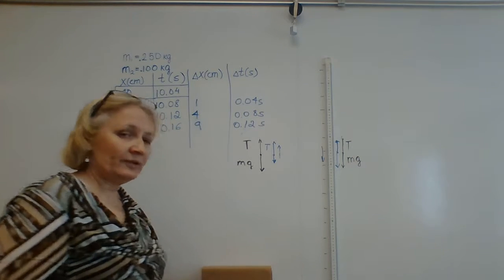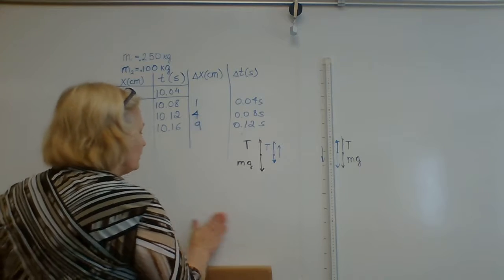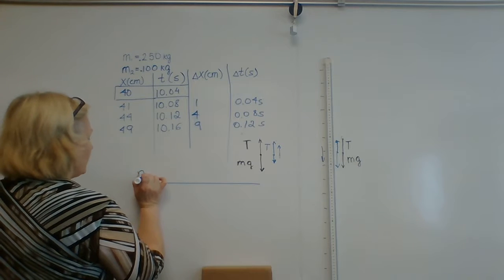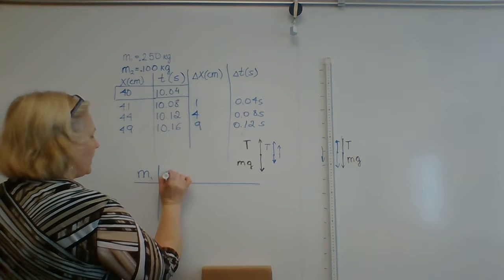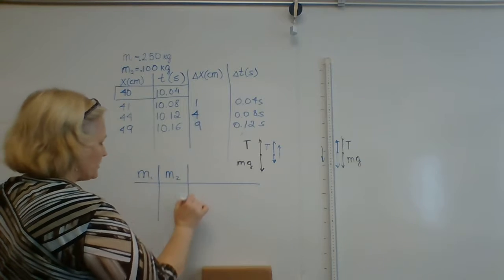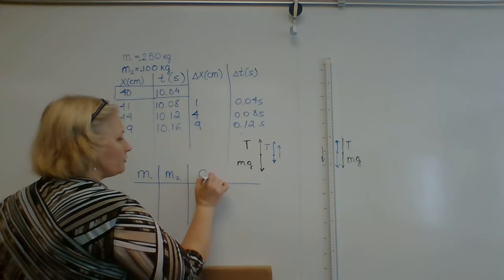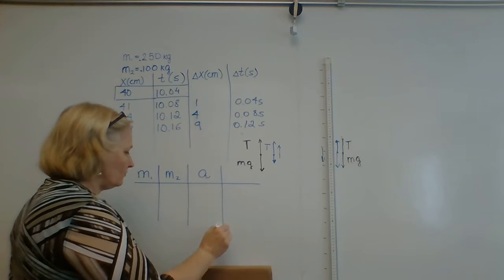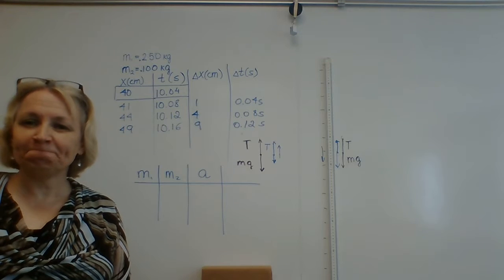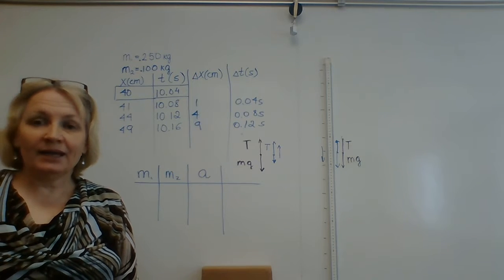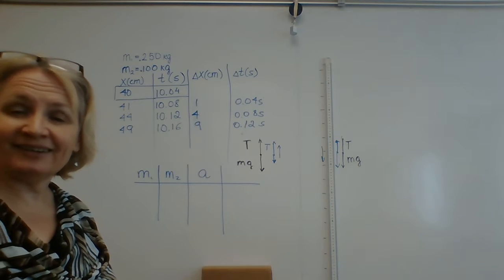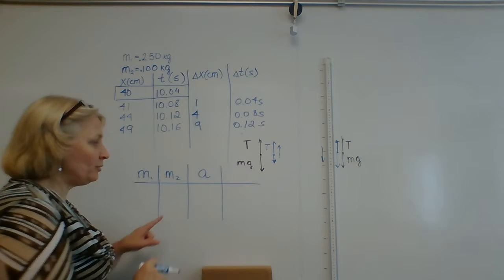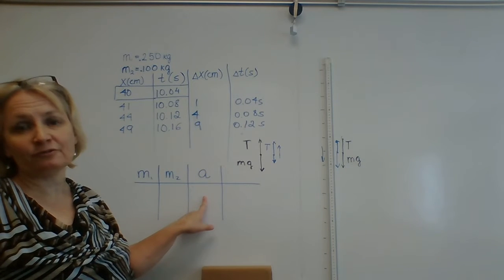Now, your analysis should come up with the following table. Mass 1, mass 2, of course in kilograms, acceleration. Okay. What you will be submitting to me is a table. A table, mass 1, mass 2, acceleration.